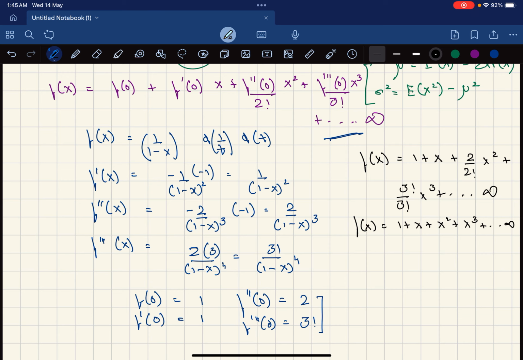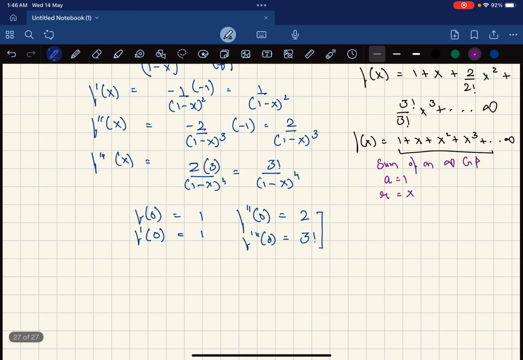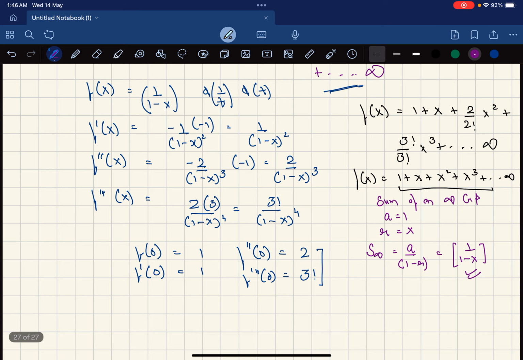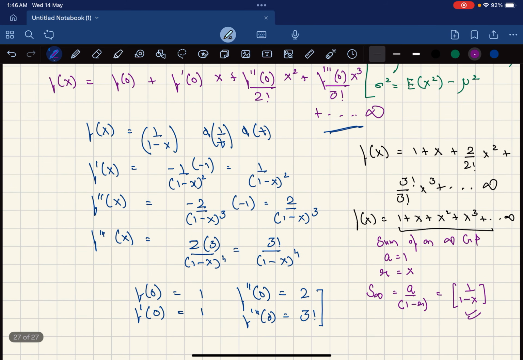Now we know that this particular series is nothing but the sum of an infinite geometric progression with the first term as 1 and common ratio as x. Since we are multiplying each consecutive term by x, we get the sum here as a upon 1 minus r, which is 1 upon 1 minus x, which was our original function, and therefore we have been able to validate the Taylor expansion or Maclaurin expansion using this particular function 1 upon 1 minus x here.